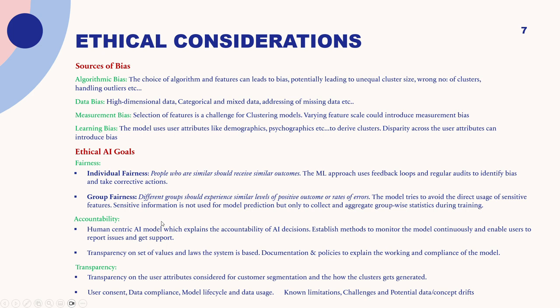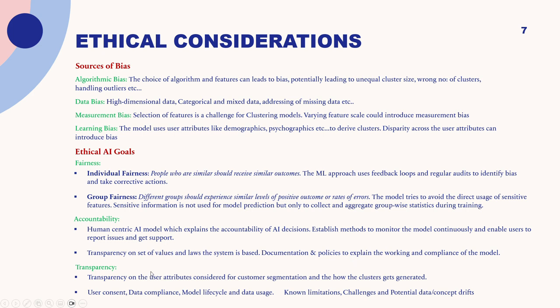On the accountability side, the model is a human-centric one, so the accountability for AI decisions belongs to humans. There are methods to monitor the model continuously. Also, there are provisions for users to report issues and get proper support. There is transparency on the set of values and laws the system is based on. Enough documentation and policies to explain the working and compliance of the model should also be in place.